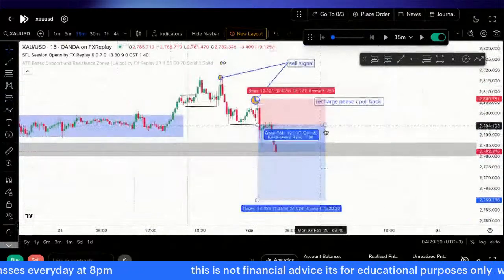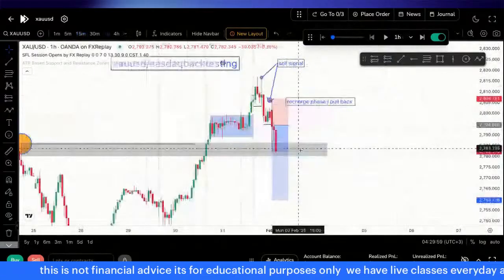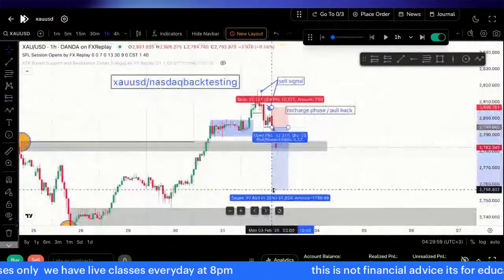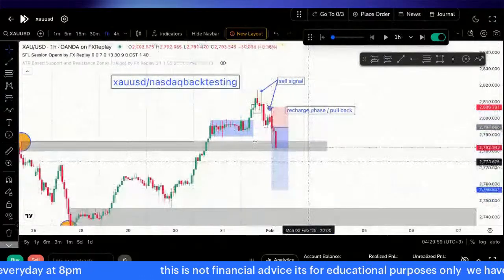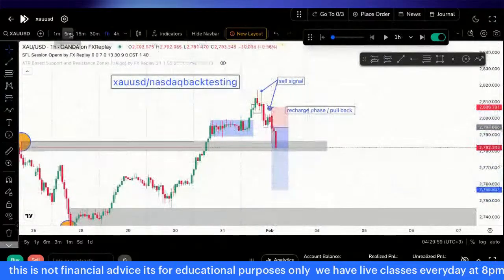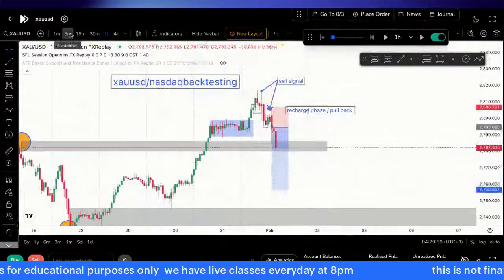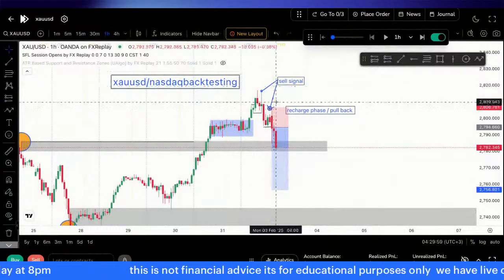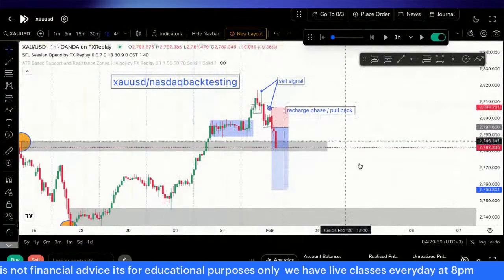So that's it. This is a recovery phase. Now we're targeting. We have small targets because we know that price is going to continue up, because this is a recovery phase, you get.